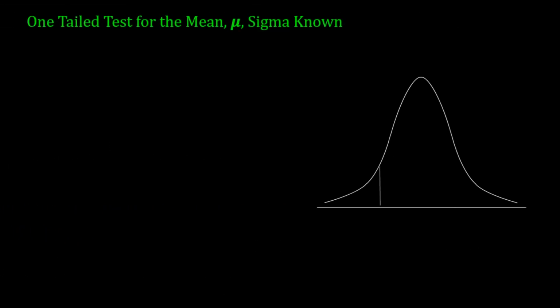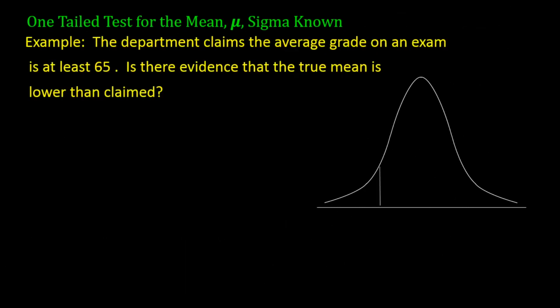Now let's see how we would conduct a one-tail test using the critical value approach and the p-value approach. In this example, the department claims that the mean grade on an exam was at least a 65. Suppose we want to test if there is evidence that the true mean is lower than claimed. We take a sample of 75 students and obtain a sample mean of 60, and from historical data we know that the population standard deviation is 15 points. The sample mean is 60, which is below a 65, but the question is, is that enough evidence for us to conclude that the true mean is less than 65?